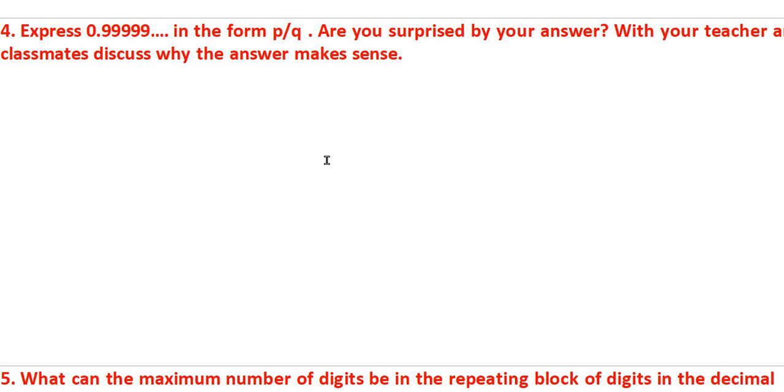Next part of the next main question: express 0.999 bar in the form of P by Q. Same thing, you have to solve this one. Are you surprised by your answer? With your teacher and classmates discuss why the answer makes sense. Let's try what it says. First, we need to convert this into P by Q form. Let it be x.